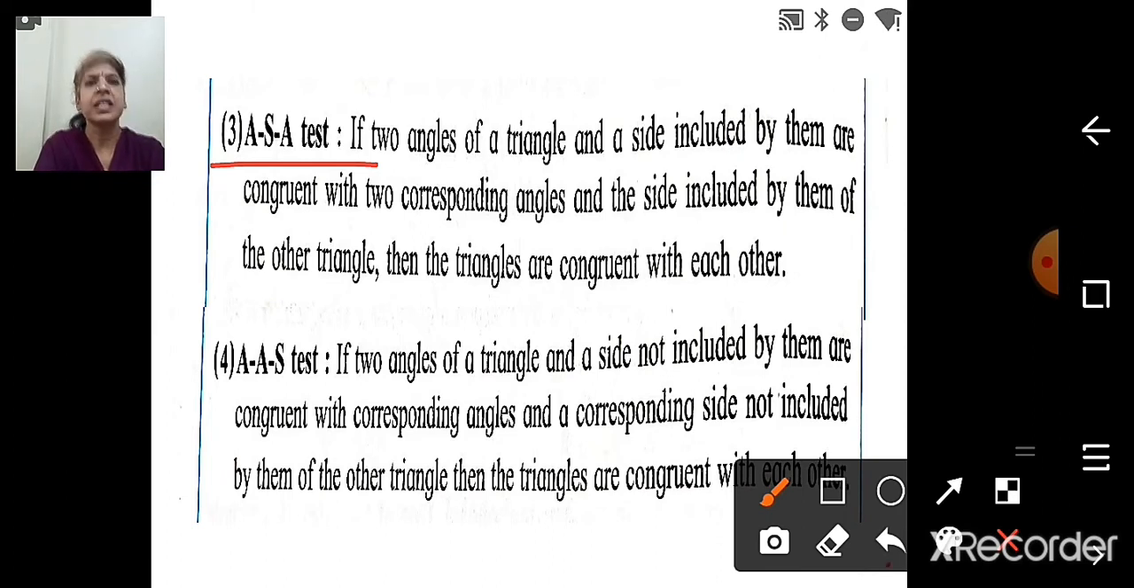Next test is AAS. As the name indicates, angle, angle, side. If two angles of a triangle and a side not included by them are congruent with corresponding angles and a corresponding side not included by them of the other triangle, then the triangles are congruent with each other.